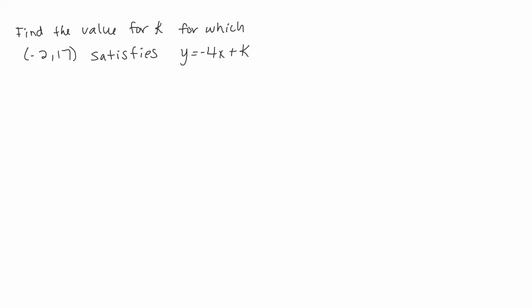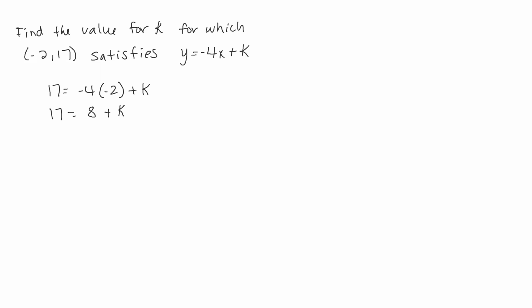So y is 17, and that equals -4 times x, which is -2. We've got this plus k that we're trying to figure out. So I want to simplify. So I get 17 equals, well, -4 times -2 is 8. So now I've got 17 equals 8 plus k.